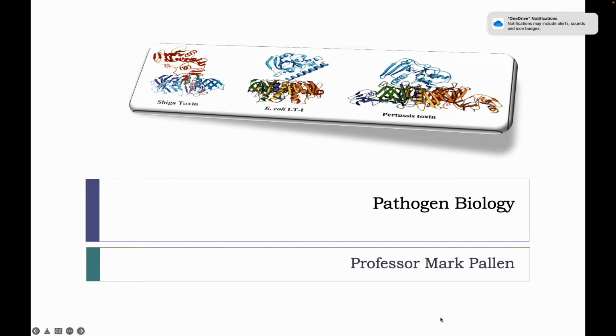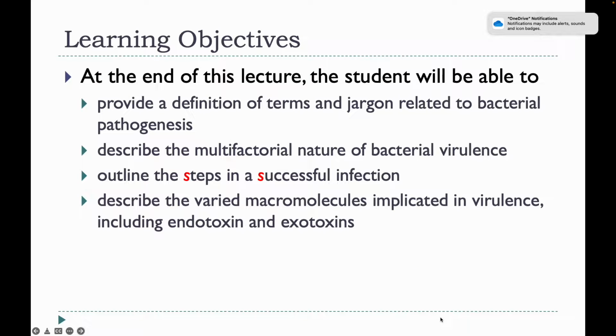Okay, so yeah, pathogen biology. I'm going to give you some definitions of terms and jargon and so forth. I'm going to describe the multifactorial nature of bacterial virulence, and I'm just going to use a little rhetorical trick. Every slide is going to have a title starting with S, so you can remember the steps in successful infection and describe the various molecules.